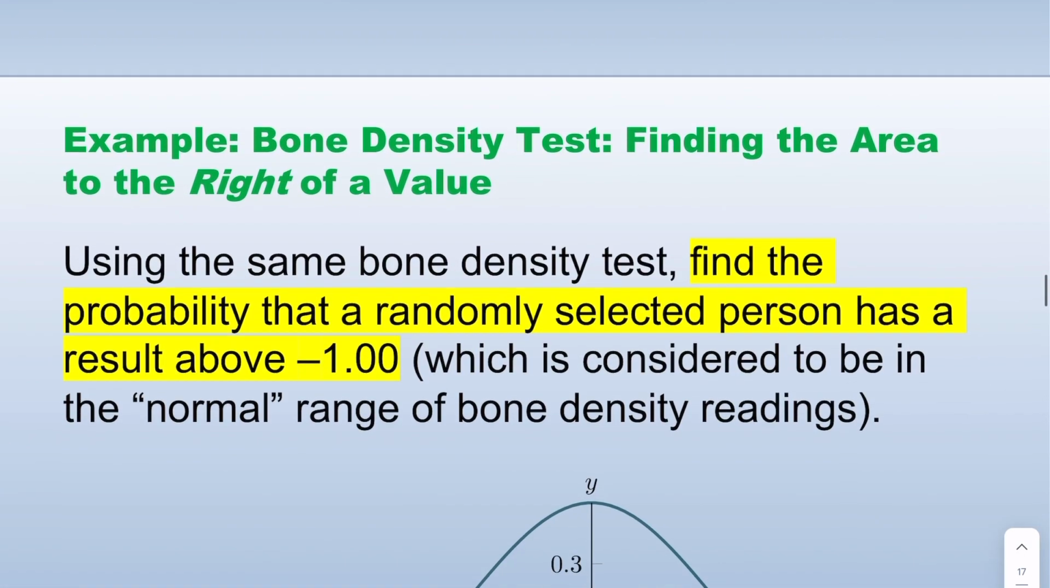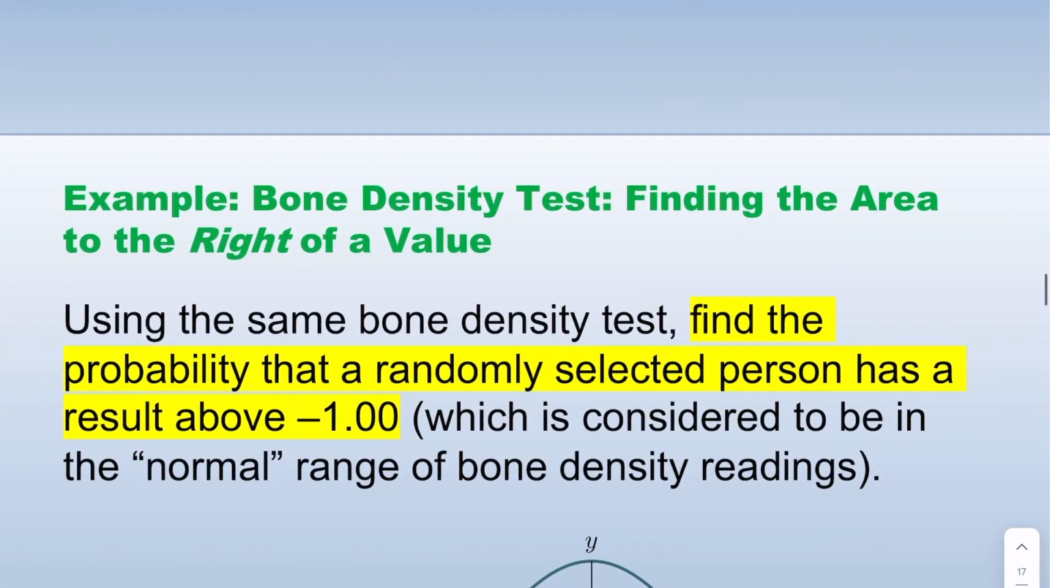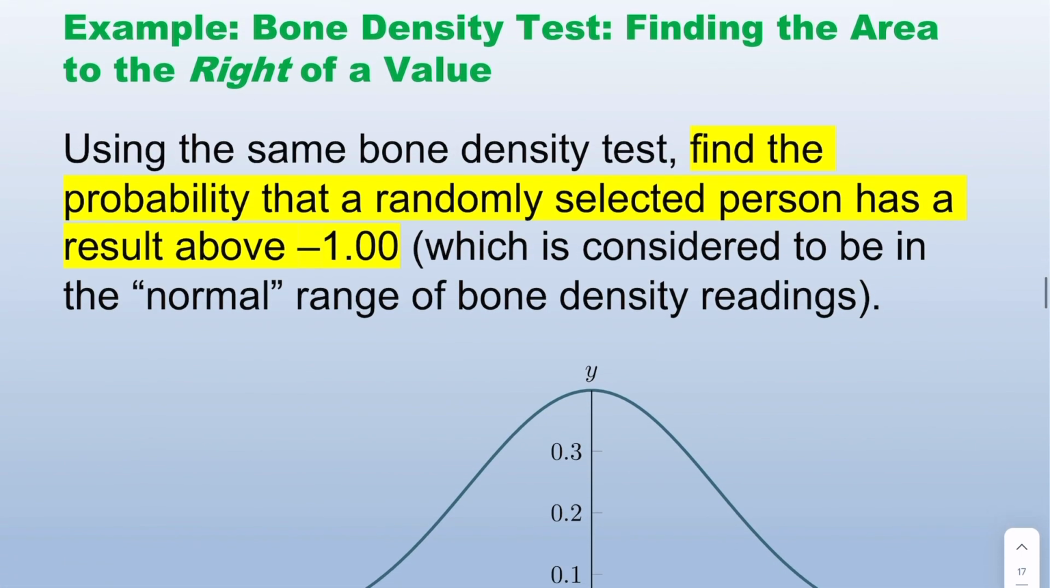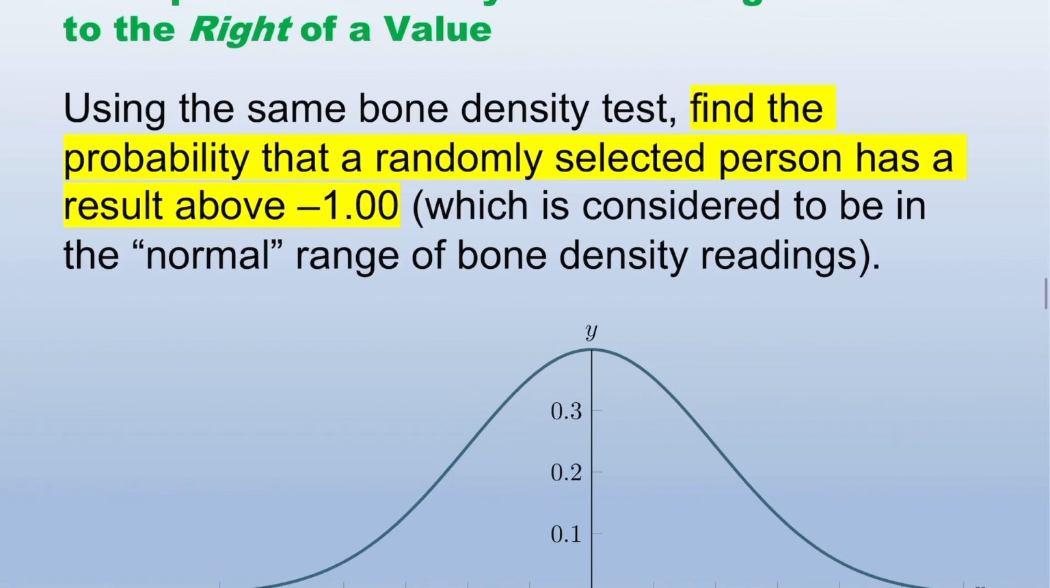All right, that was an example. Here's another example. Bone density test: finding the area to the right of a value. Using the same bone density test, find the probability that a randomly selected person has a result above -1. So here's -1. Here are all the results above -1, and now I want to find this area.